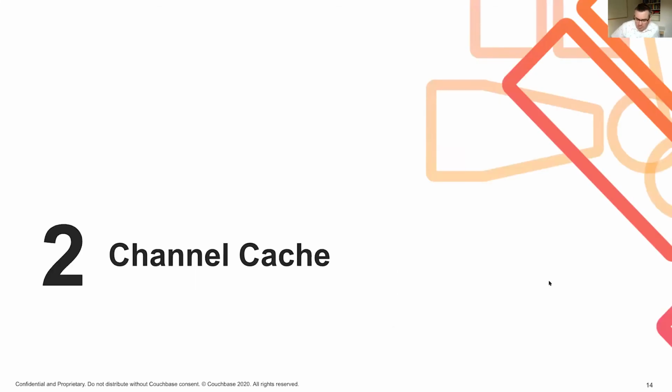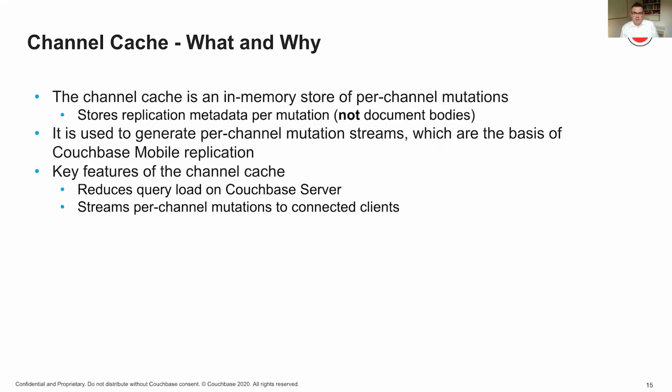The next thing I want to talk about is Sync Gateway's channel cache. So what is the channel cache exactly? It's an in-memory store of per-channel mutations. Sync Gateway has the concept of channels, and its security model is built around channels. Documents are assigned to channels, and then clients are granted access to channels and receive a mutation stream for that channel. The channel cache is storing the replication metadata for these channels.